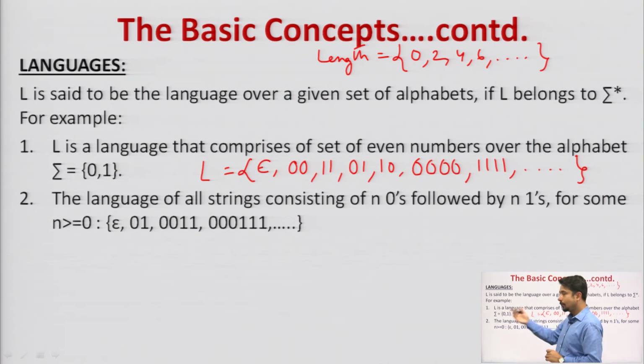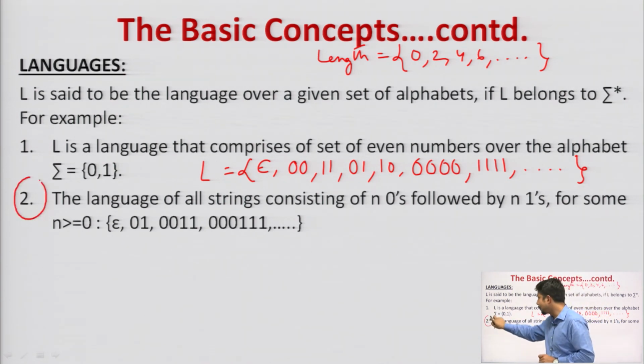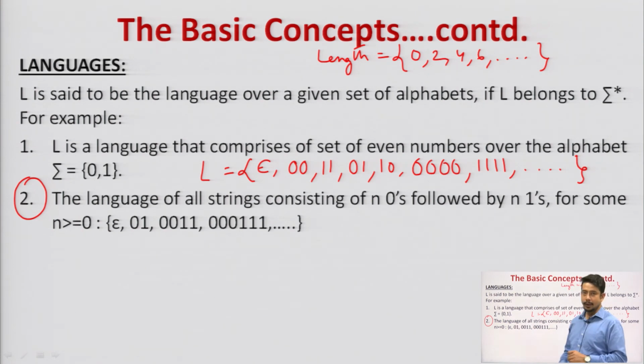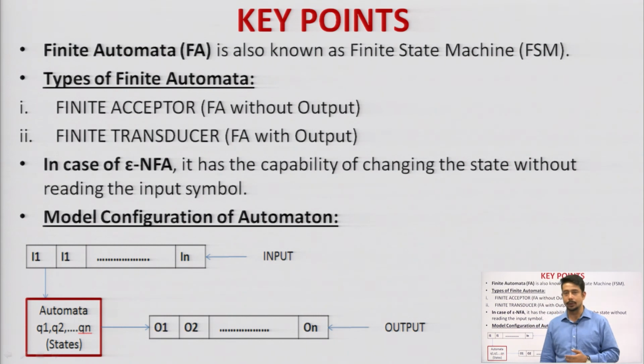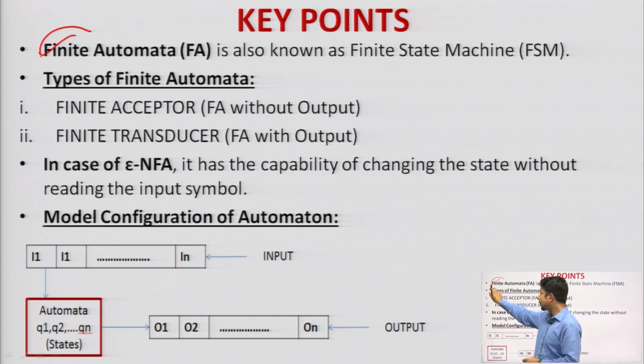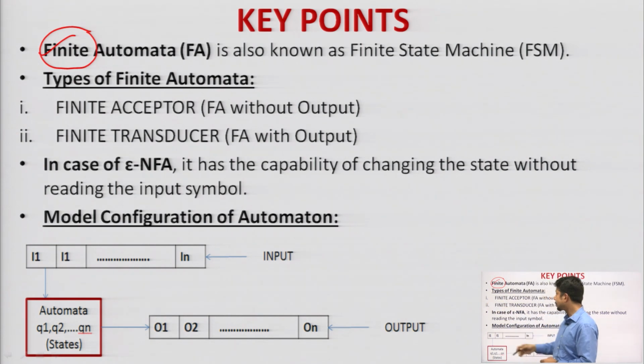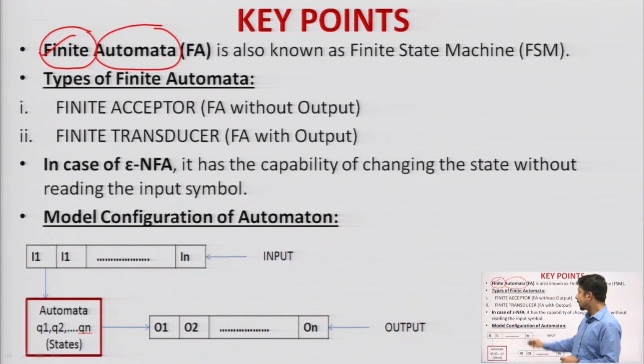Now, for your assignment, you just pause the video and try this particular language. We will be discussing this concept in the upcoming video. So finally, we deal with the key points of today's lecture. We discussed the automata. I am trying to skip the concept of finite in the next video lecture. We have discussed the automata part, the types of finite automata. We have analyzed these two concepts, finite acceptor and finite transducer.